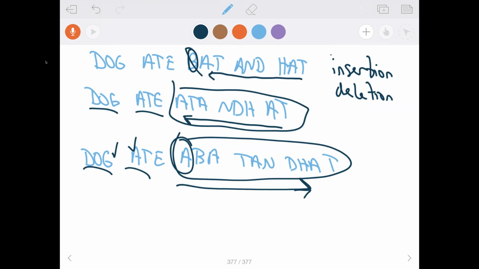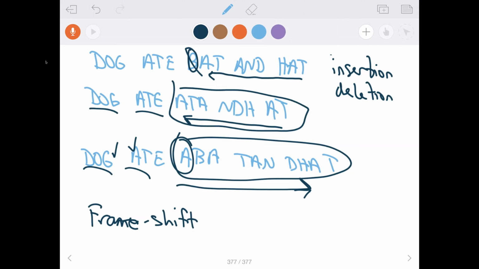This is called a frame shift mutation. A frame shift mutation. And that is because the changes lead to how you read the sequence. So what we call our reading frame shifts. Our reading frame shifts, and the way we read the sequence becomes very different.